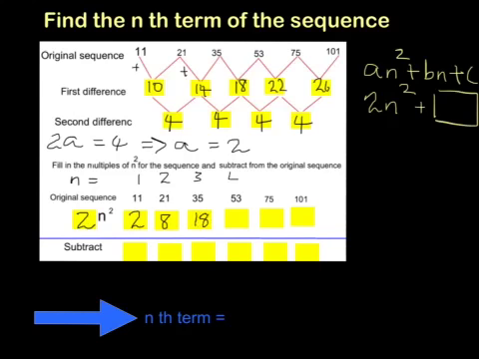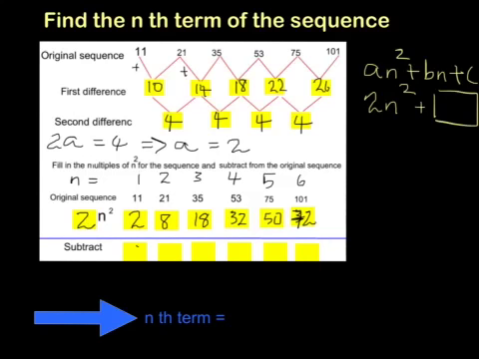When n equals 4, 4 times 4, that's 16 times 2, that's 32. When n equals 5, 5 squared, that's 25 times 2, that's 50. When n equals 6, we have 6 squared, which is 36 times 2, that's 72. And what we do now is subtract this sequence from the original. So let's do that now.